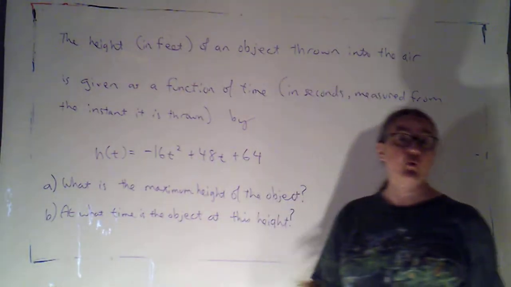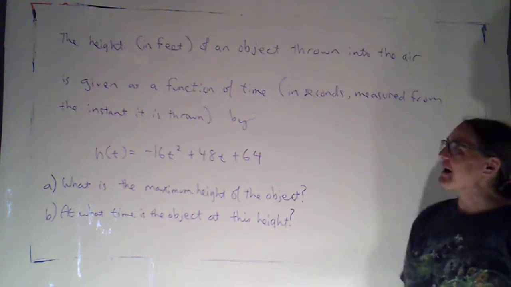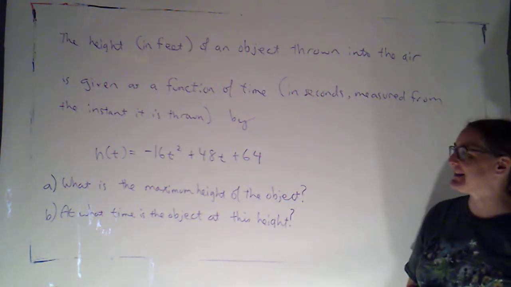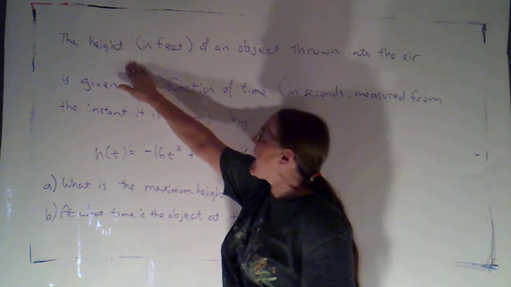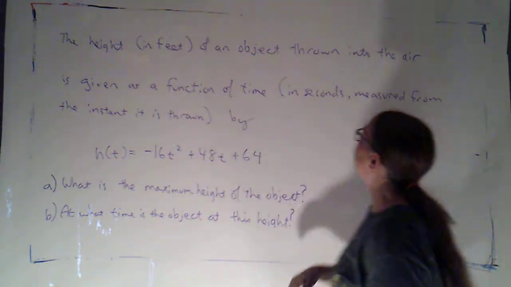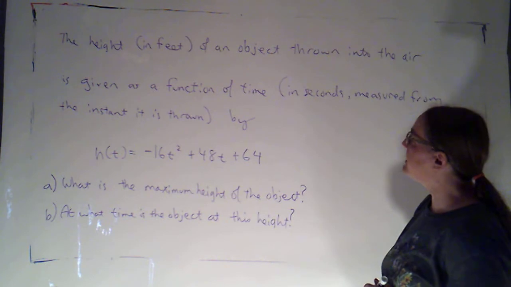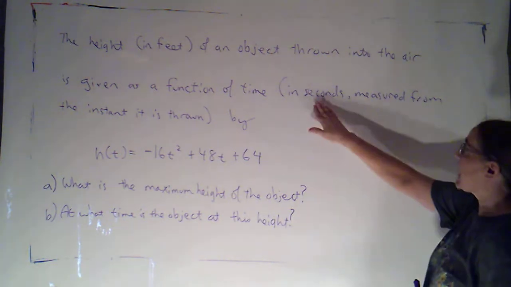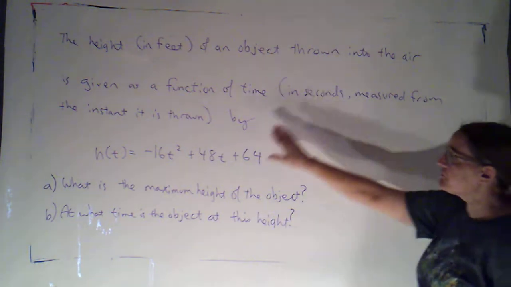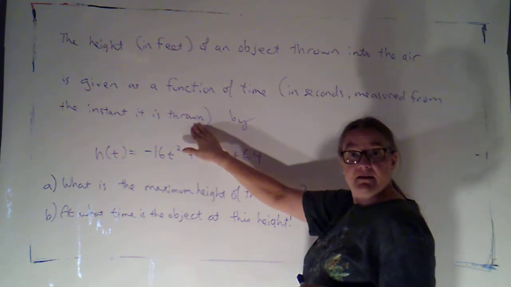Care about maxes and mins because they actually mean something in the real world. So let's look at a couple of applications of maxes and mins. Here I'm telling you that the height, measured in feet, of an object that's thrown into the air is given as a function of time. Now time's going to be in seconds, measured from the instant that we throw the object into the air.